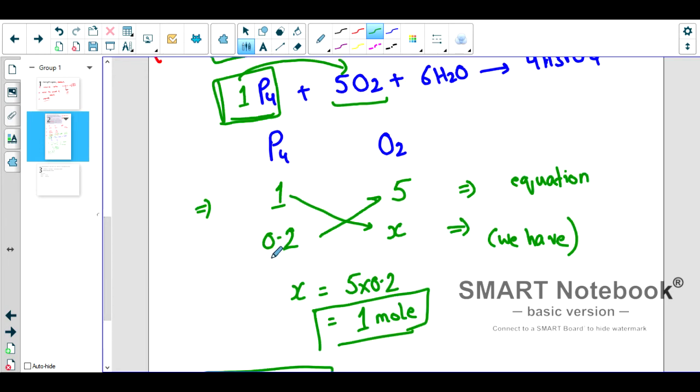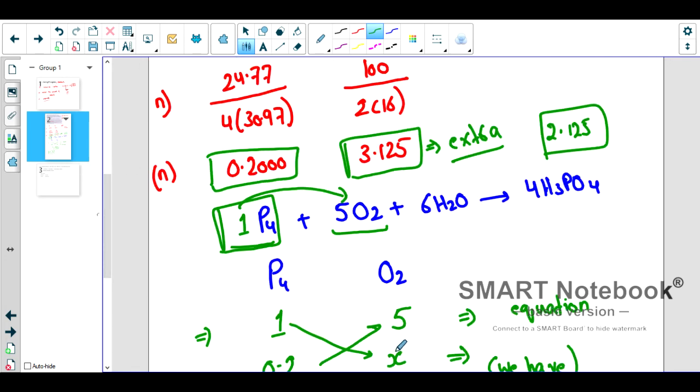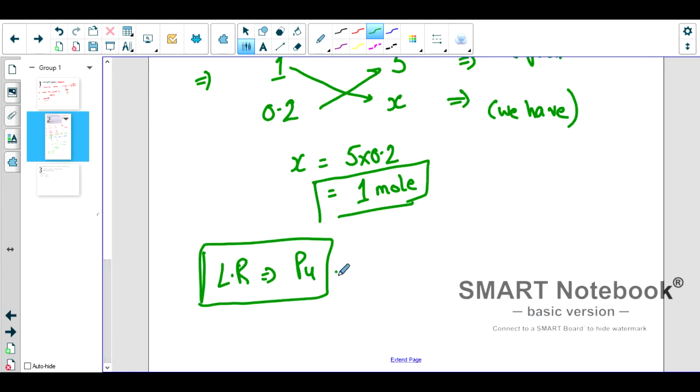If you don't want to do it with phosphorus, you can do it with oxygen also. 1 mole needs 5 moles. You have 3.125 moles, so you can put 3.125 here and an X also. You will see that you need additional phosphorus for this. You will get that phosphorus is short. So this is the way you can calculate the limiting reagent.